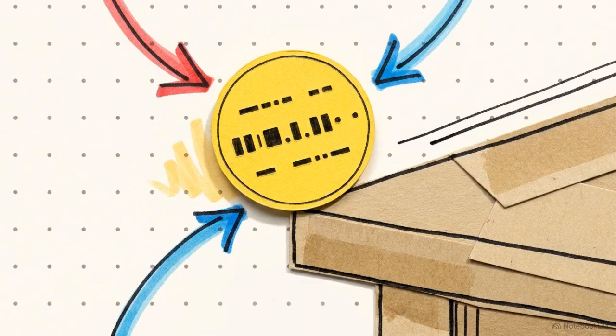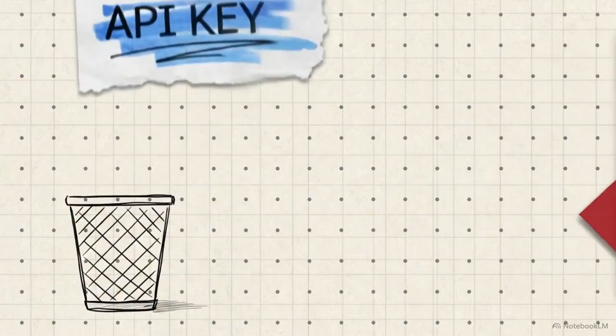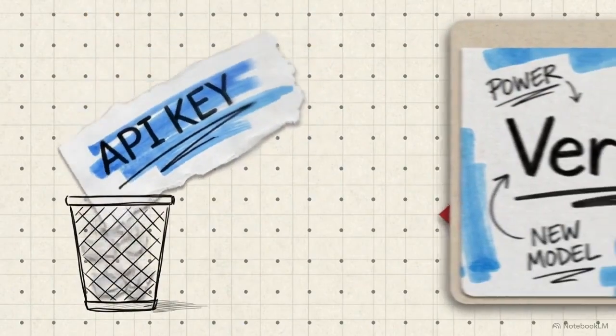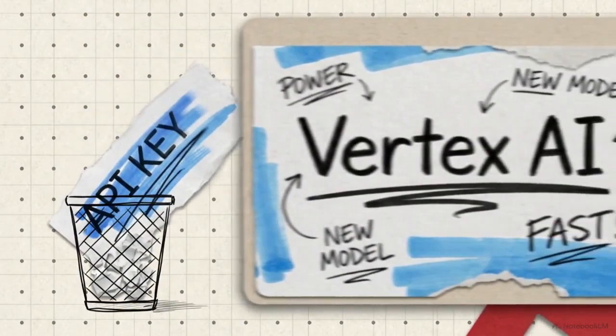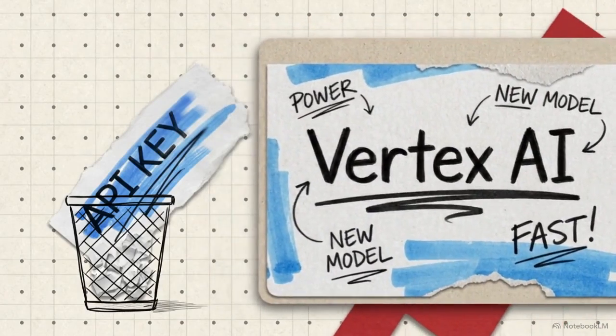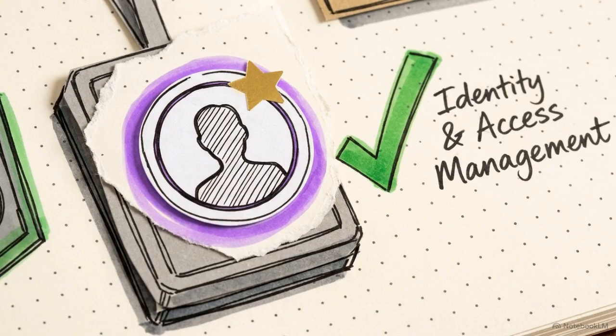Even with a static IP, API keys are ultimately just bearer tokens. Once a project moves beyond the prototype phase, the safest approach is to abandon AI Studio keys entirely and migrate to Vertex AI. Vertex AI doesn't rely on vulnerable text strings. Instead, it governs access using Google Cloud's native identity and access management system.